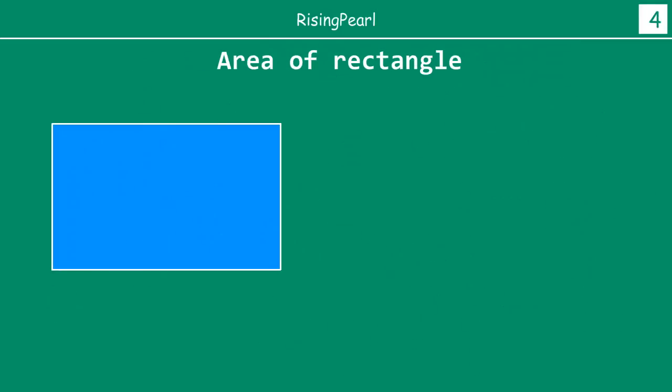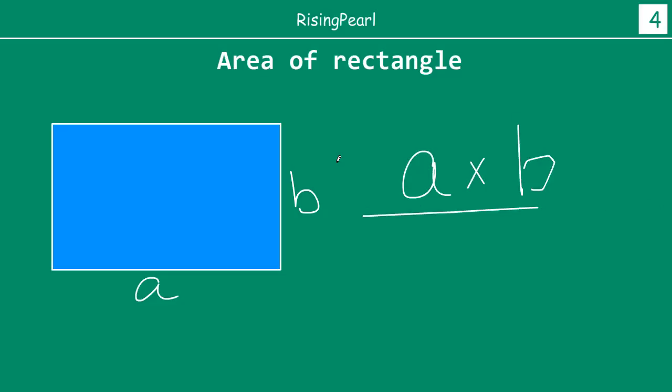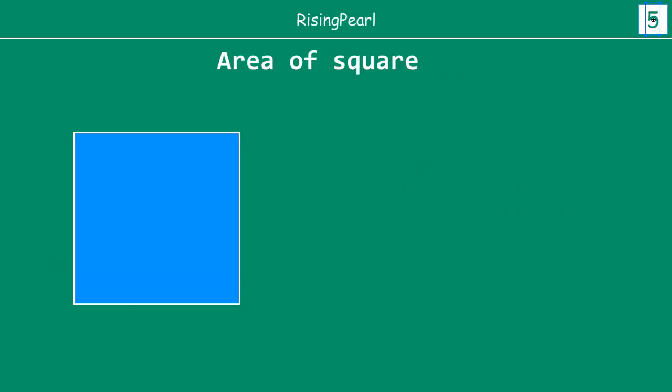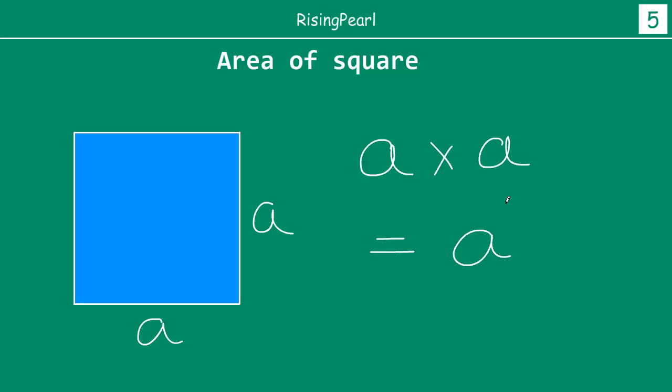Now let's move on to area of a rectangle. If this length is a and if this length is b, area of a rectangle we know is a times b. This is the area of a rectangle highlighted by the blue portion. Similarly, area of a square, if this side is a, then this is also a, because all sides are equal in a square. So area of a square will be a times a, or it will be equal to a square, where a is the side of the square. This will be the area of a square.